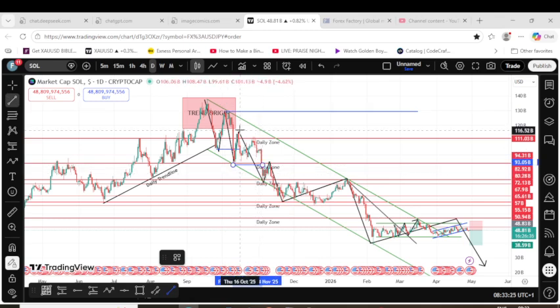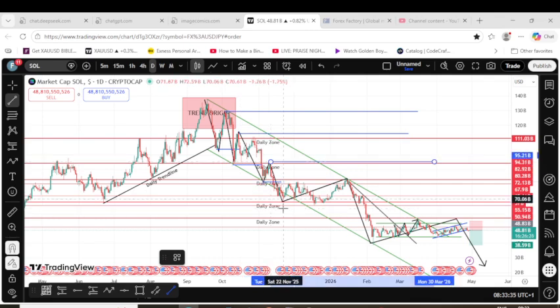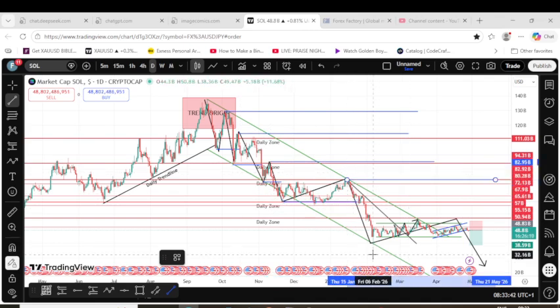So that's a lower low. This is a lower high. We have another lower low here, followed by a lower high. We have a lower low here. We have a lower high. We have a lower low.